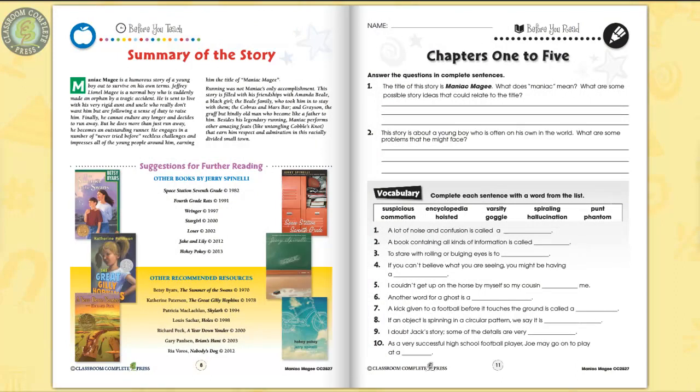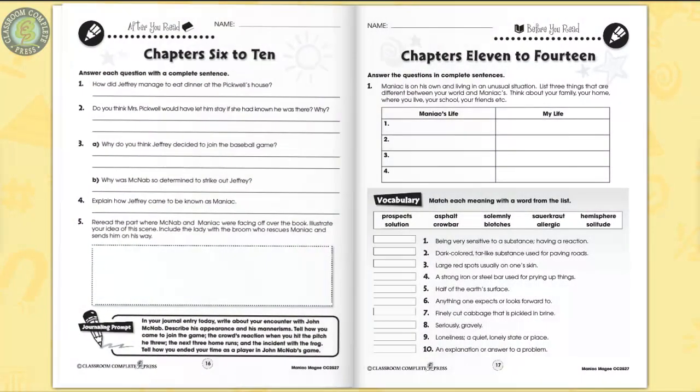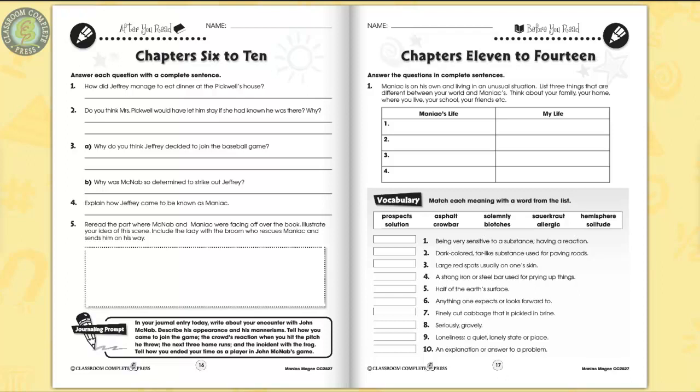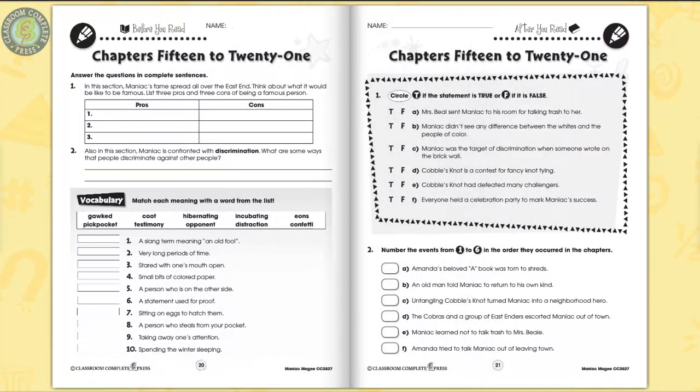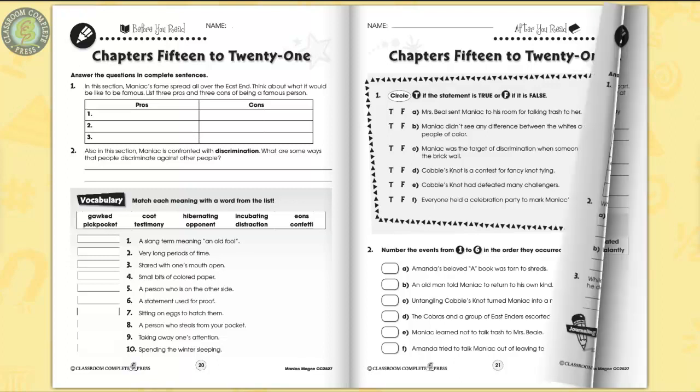Students come up with possible story ideas that could relate to the title Maniac. Illustrate the scene between McNab and Maniac. Students confront the idea of discrimination by identifying some of the ways people discriminate against other people.